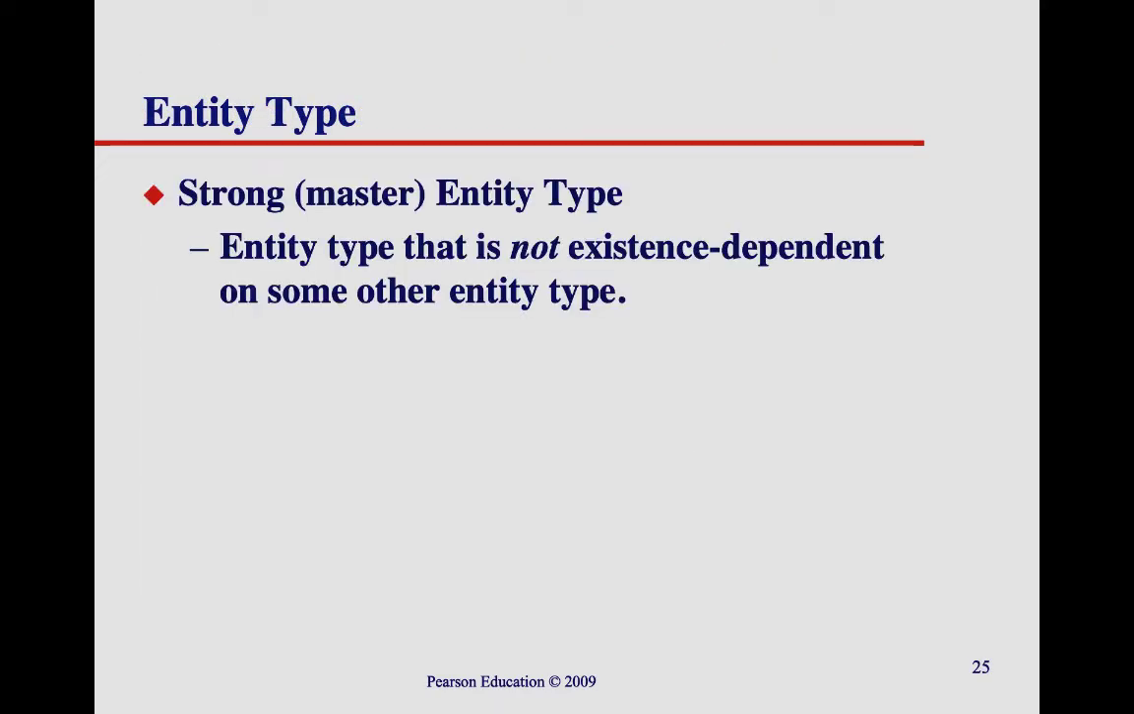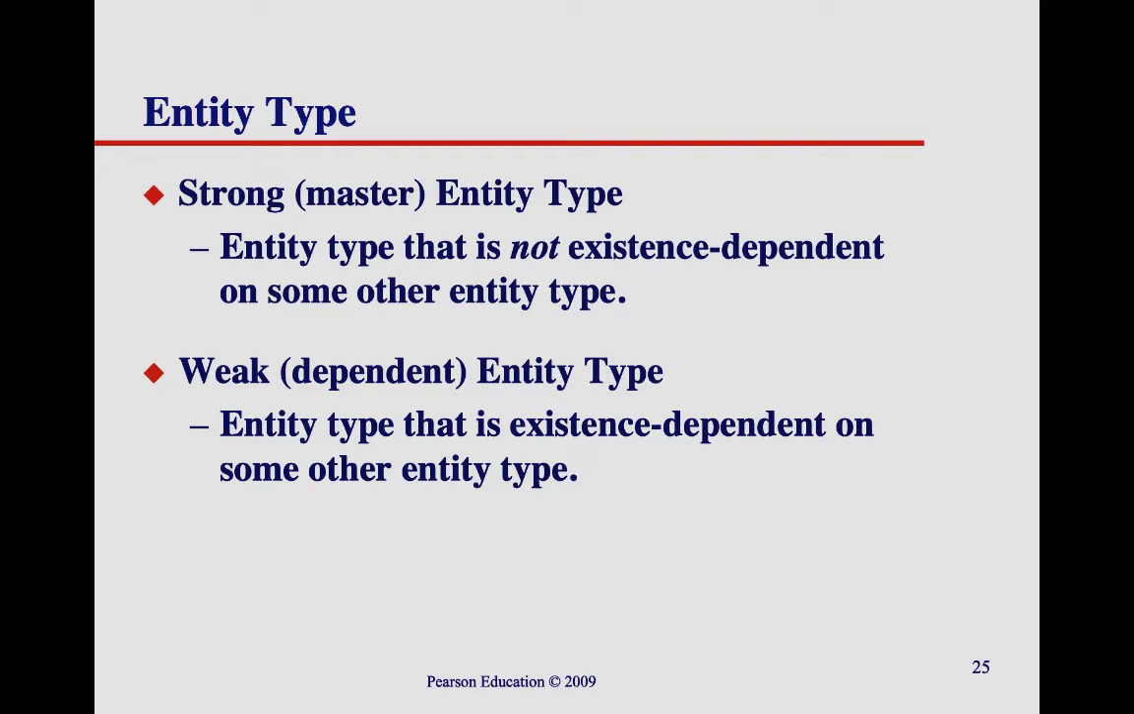So then the book talks about certain entity types. First of all, there are so-called master or independent entities and dependent entities. The independent or master or strong entity is standalone. It stands on its own, whereas the dependent entity, its existence depends on some other entity type.